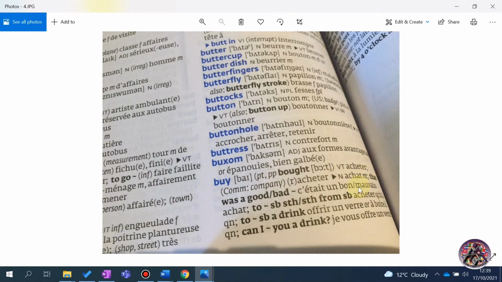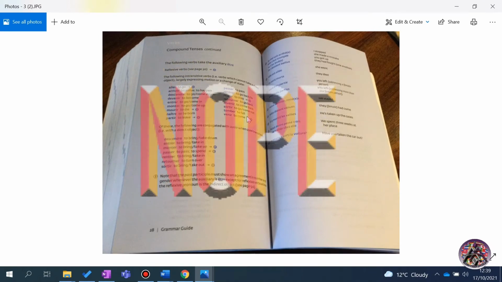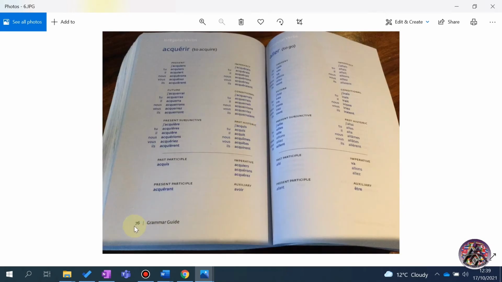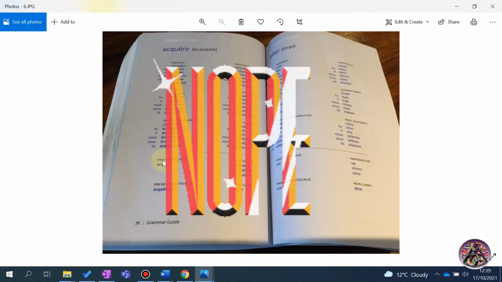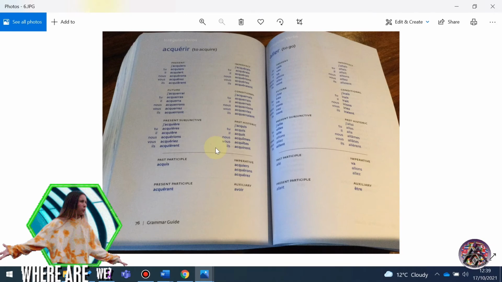Okay, so the first thing is I'm just going to go back to page 28 straight away. So page 28, I'll check everything. It's not there. I'm going to go into the blue pages from page 76 onwards, and I'm going to flick the pages, and it's not going to be here. You see it starts from acquérir, to acquire, to aller, to go, so acheter is not there.